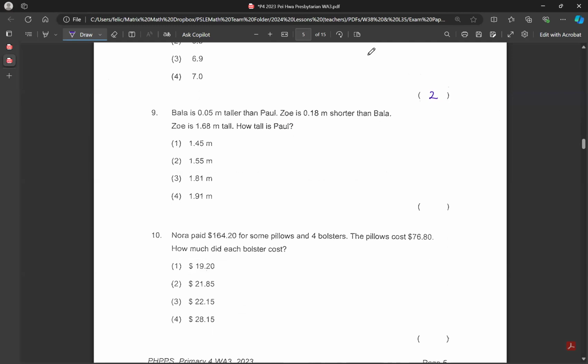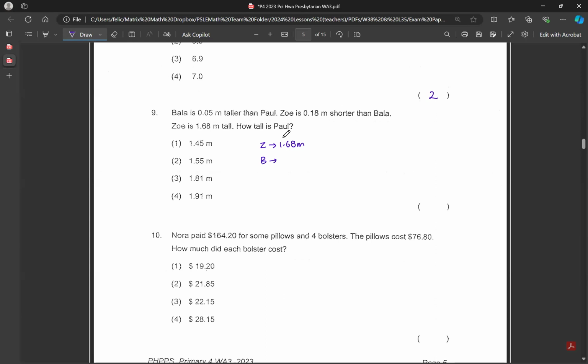Next, Bala is 0.05 meters taller than Paul. Zoe is 0.18 meters shorter than Bala. Zoe is 1.68 meters tall. How tall is Paul? So since they give us Zoe's height, we shall write that down first. Zoe is 1.68 meters tall. Now, let's look for sentences that have Zoe first, which I think is this one. Zoe is 0.18 shorter than Bala. So now I should work out Bala's height.